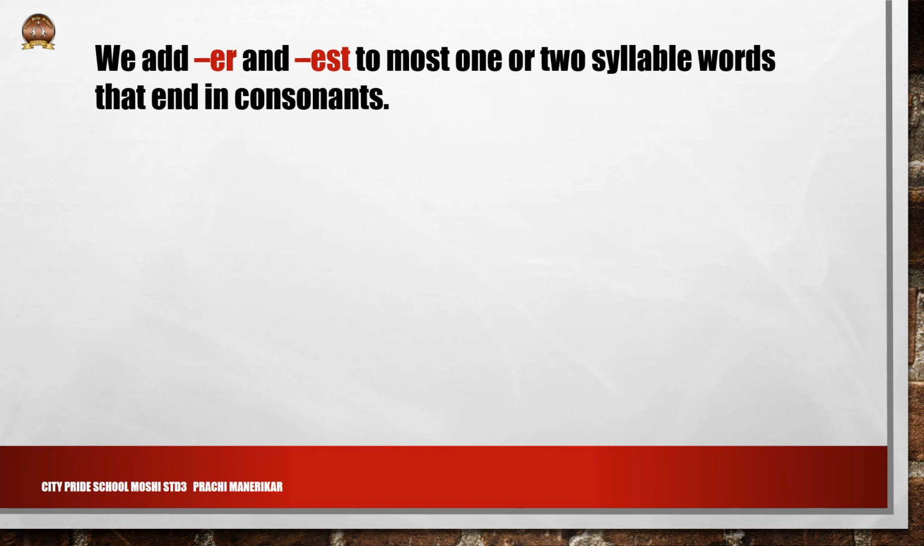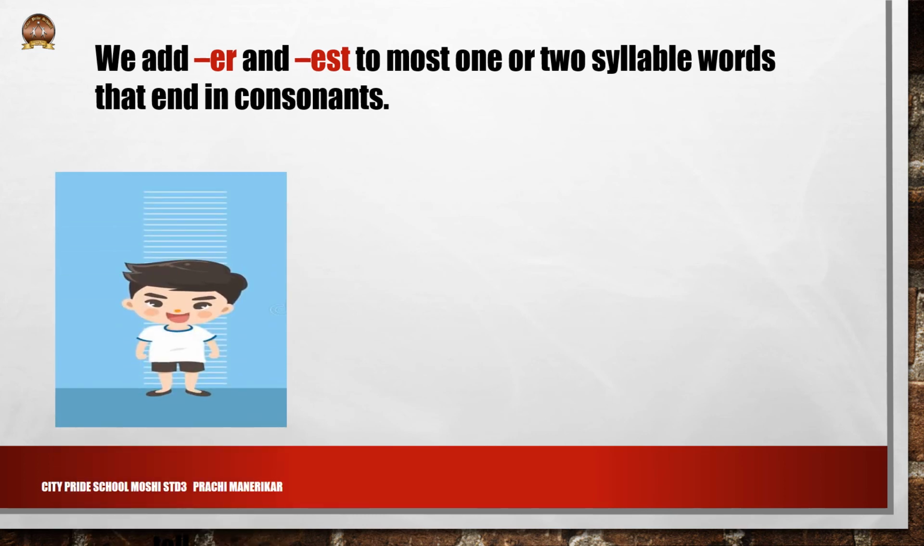Now what are the rules to change a positive degree into comparative degree and superlative degree? How do we change a positive degree into comparative and superlative degree? Let's find out. We add er and est to most one or two syllable words that end in a consonant. Just take an example of the word tall. The word tall ends with a consonant sound, that is L.